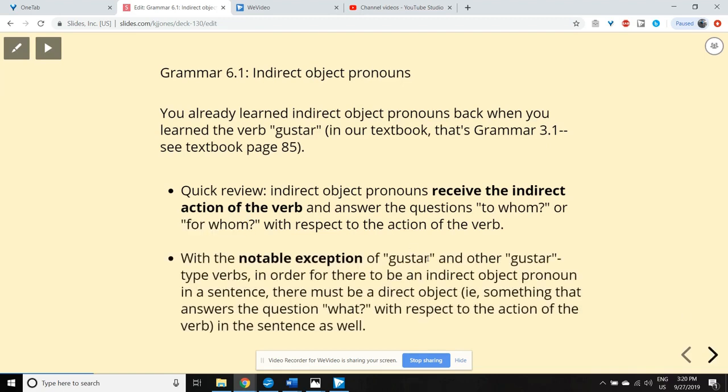With the notable exception of gustar and other gustar type verbs. So except for them, which granted is the only place you've really seen indirect object pronouns up until now, in normal sentences, in order for there to be an indirect object pronoun in a sentence, logically there must be a direct object, i.e. something that answers the question, what? With respect to the action of the verb, and that has to be in the sentence as well.